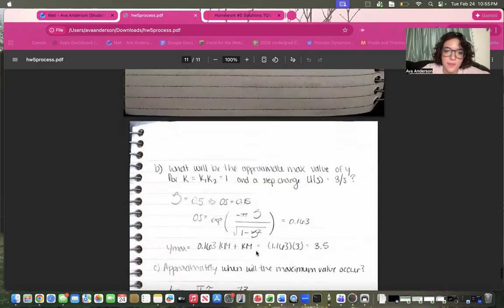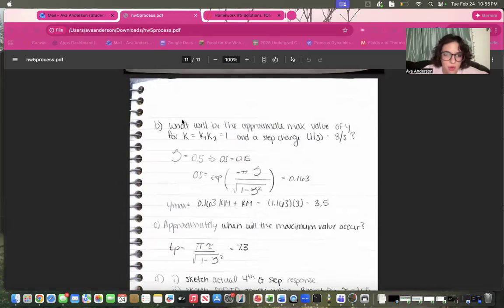Simplify that here. B, what's the approximate max value of y for K equals K1, K2 equals 1, a step change of U(s) equals 3 over s. We're looking at overshoot with zeta being 0.5. That ends up being 0.163. And for a 3-unit step change for y max, we have 3 multiplied by 1 plus 0.163, and ends up being approximately 3.5.